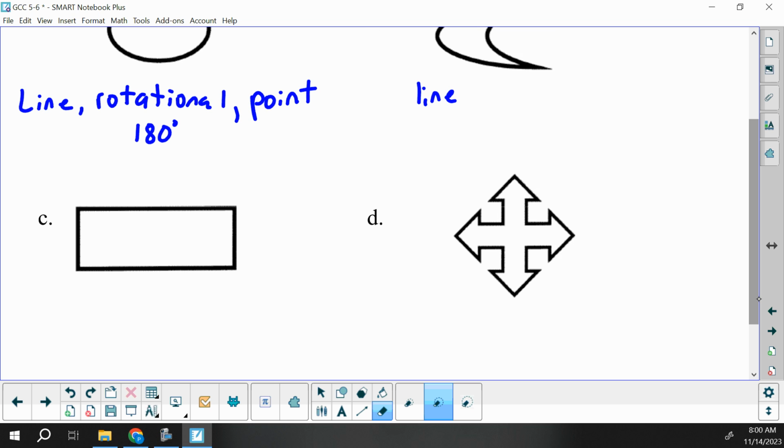For C, the rectangle, we have both vertical and horizontal line symmetry. We have rotational. We could spin this 180 degrees. And then if you can spin 180, then it's got to have point symmetry, because that's just the definition of point symmetry when you spin it upside down.